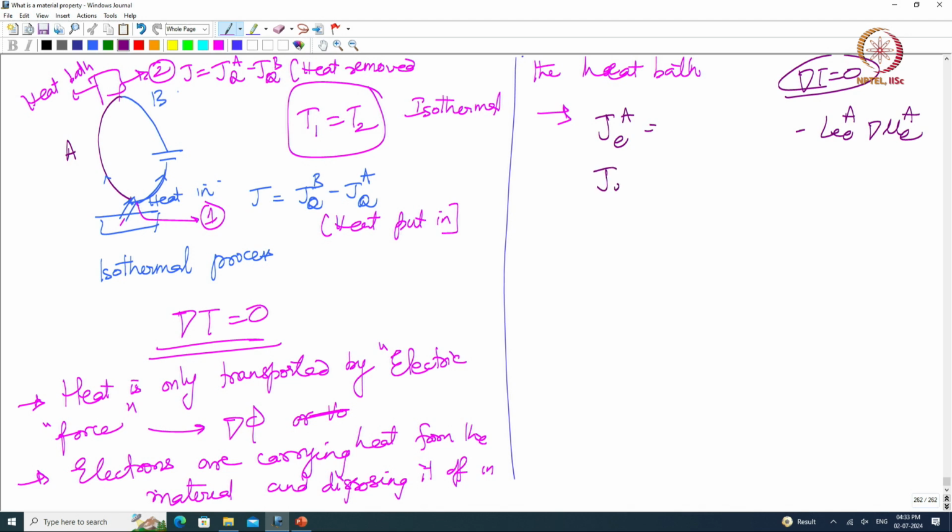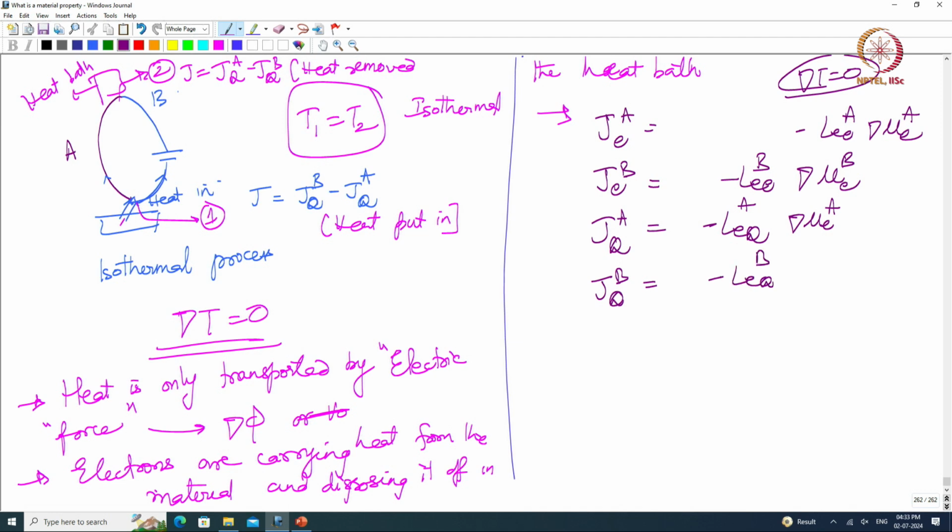So what is JE of B? That is equal to minus LEEB delta mu or gradient of mu B, the chemical potential of electrons. Okay. So similarly JQ of A will be this time minus LEQ, which is the same as LQE, right. So that is the reciprocity, but that does not matter, del mu EA, right. And JQ of B will be equal to minus LEQ of B delta mu EB, right.